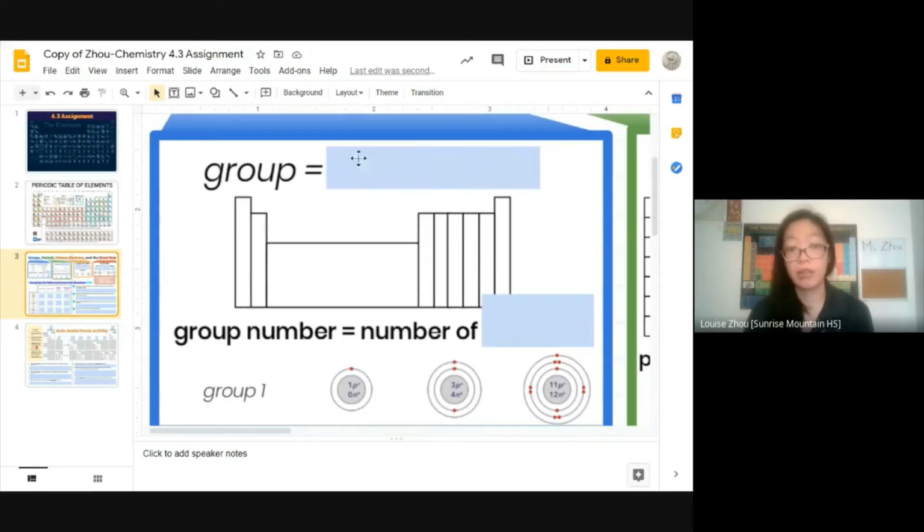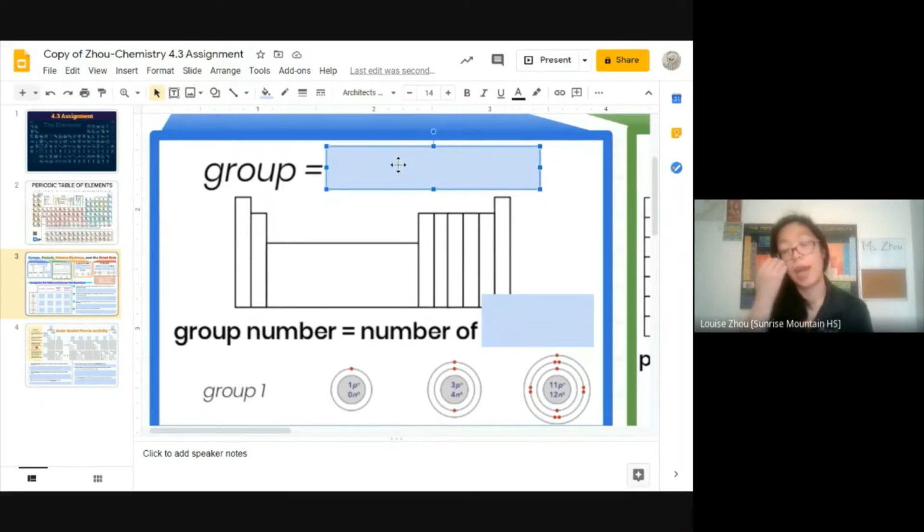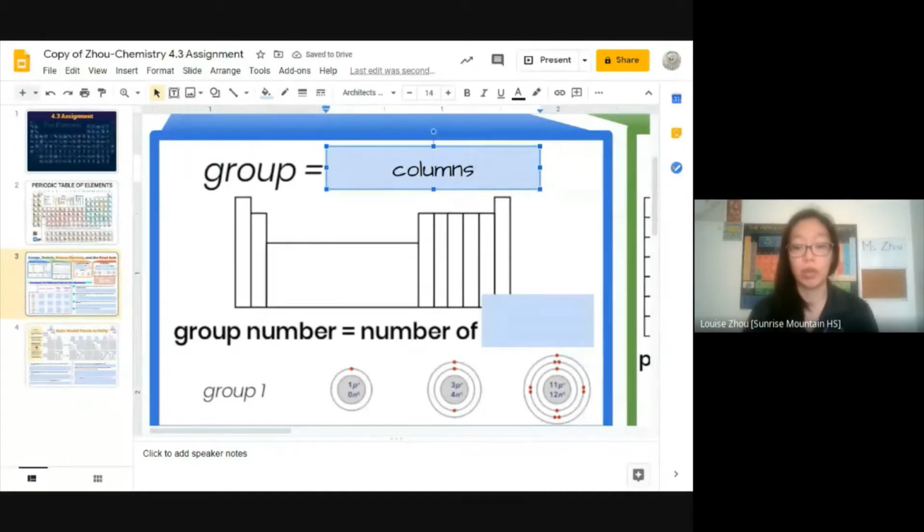Group here, what is the definition of a group? The groups are these columns on the periodic table. We're skipping the middle columns here. We're going to focus only on these columns, which have an easier to understand pattern. So you could just say group or columns.